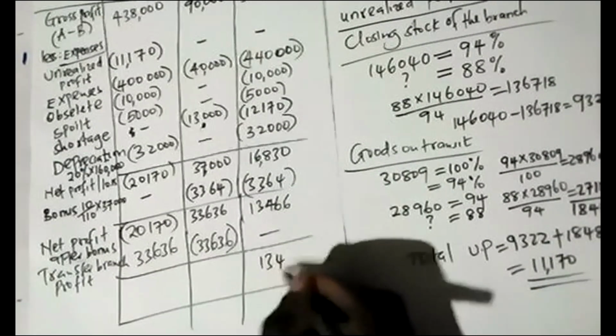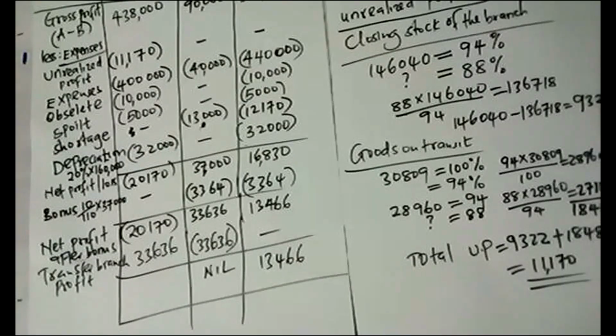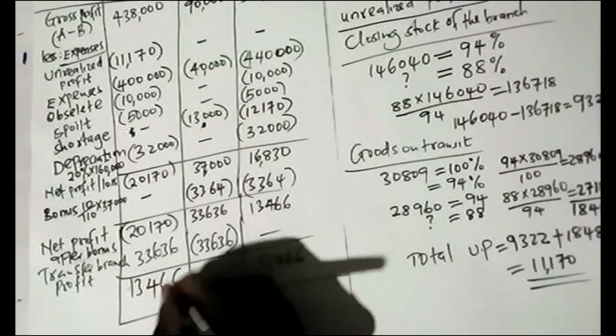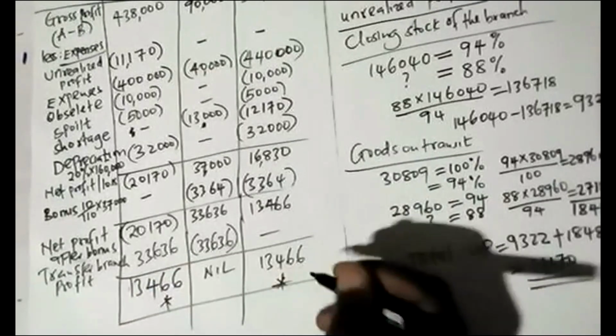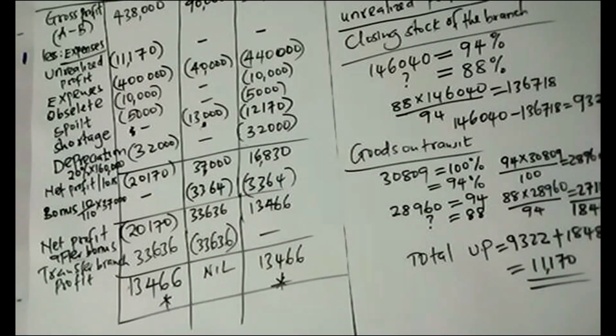So this one is 13,466. This one is nil. Then if I take 33,636 minus 21,770, I'm getting 13,466. So you can see they are equal for the head office and the combined. And that is how you are supposed to do the income statement.